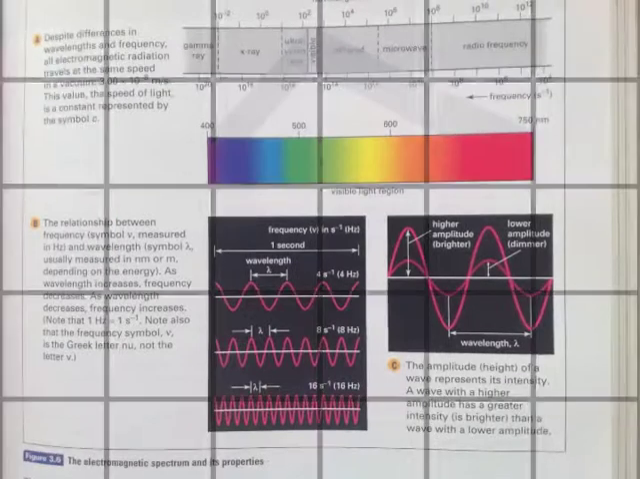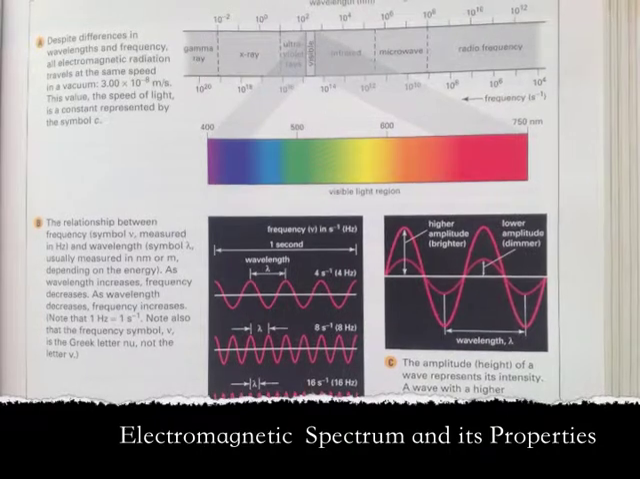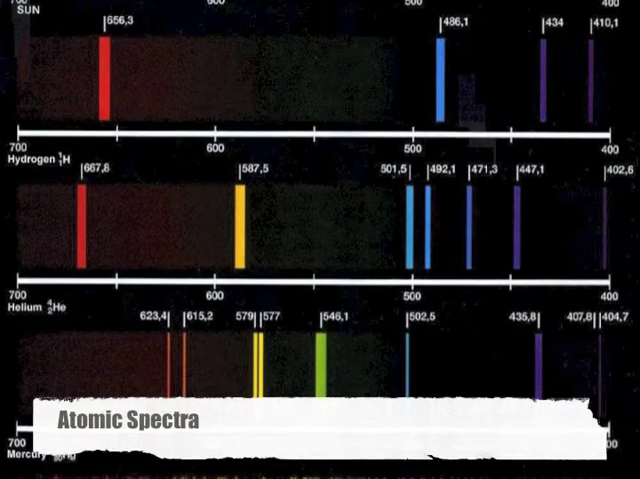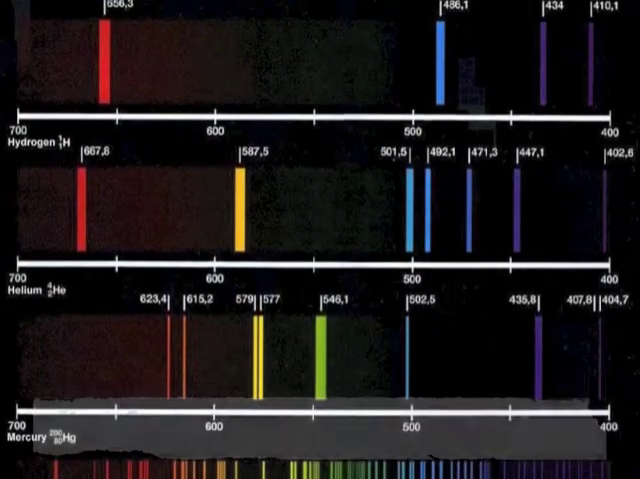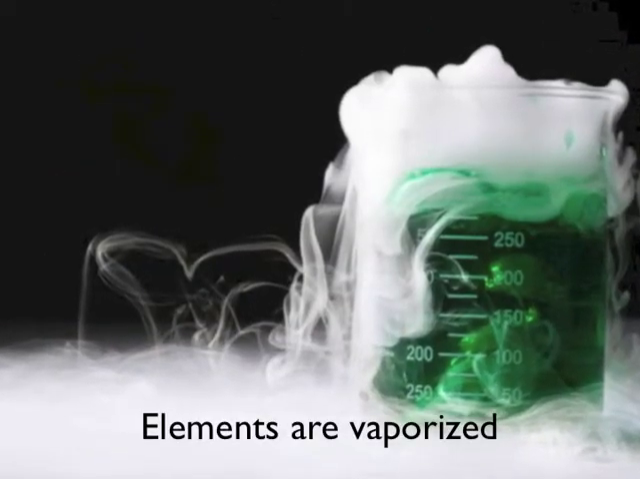On page 123 of the textbook, we can see an image of the electromagnetic spectrum and its properties. Actually, Max Planck originated the problem of atomic spectra. When different elements are vaporized in the flame, they each produce a unique spectrum. But why does this occur, and where does this energy come from?